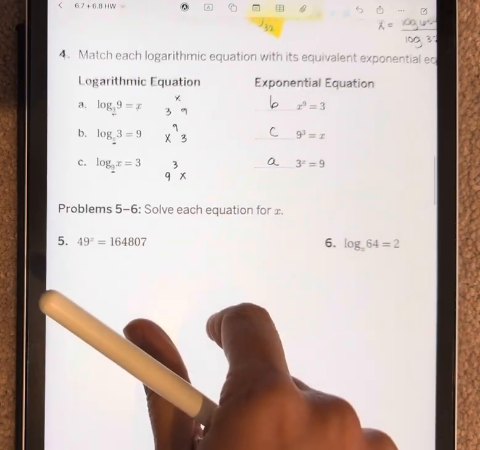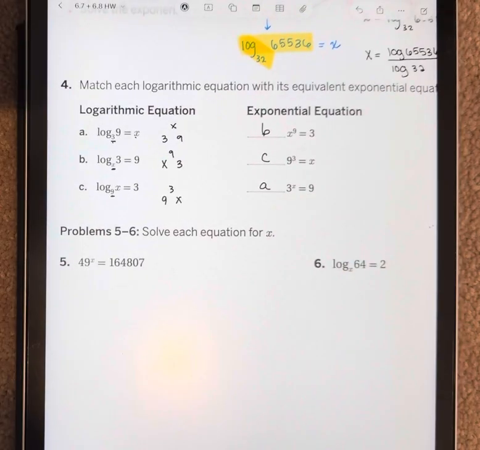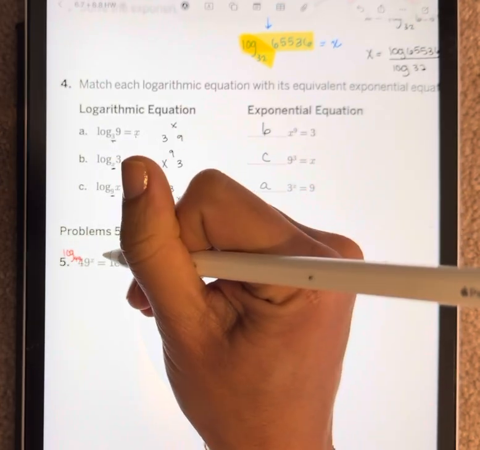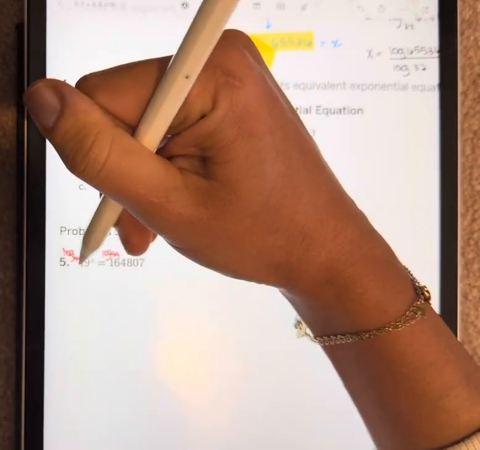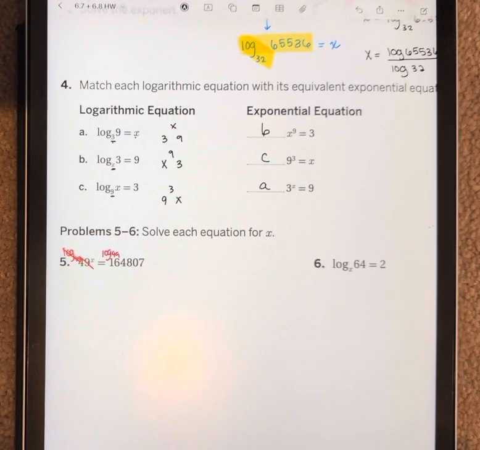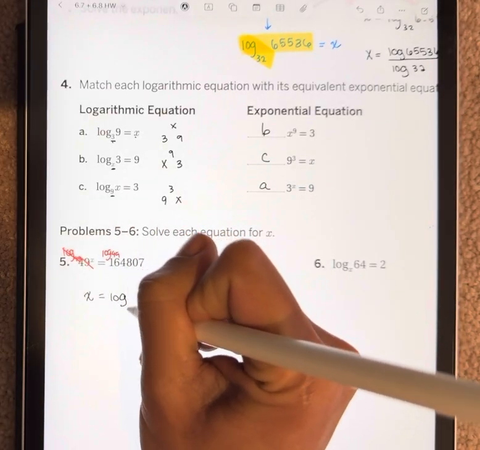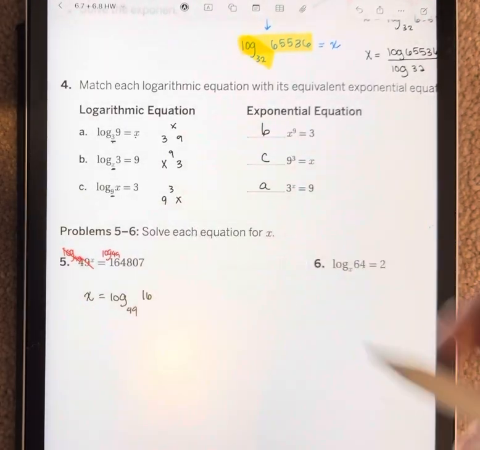Oh, we're solving. We're solving these two. So again, just like the other problem that we solved, you can log base 49 both sides. I do like that. I like us understanding what we are truly doing algebraically. And then the log base 49 cancels the exponential base of 49, leaving me with x equals log base 49 of 164,807.